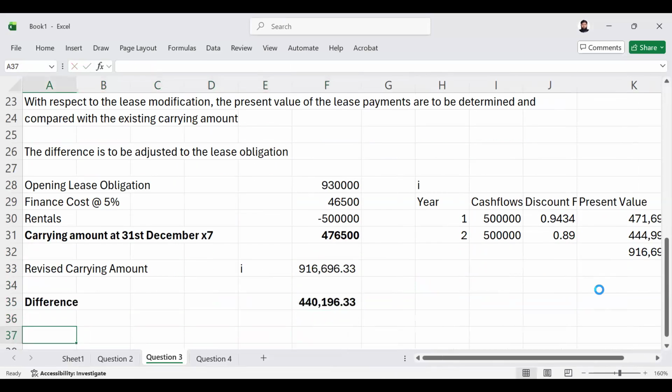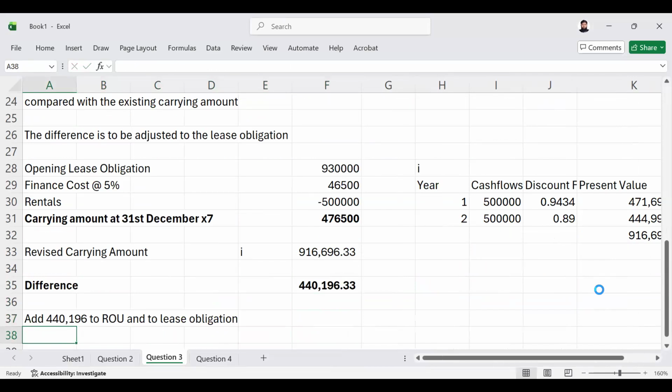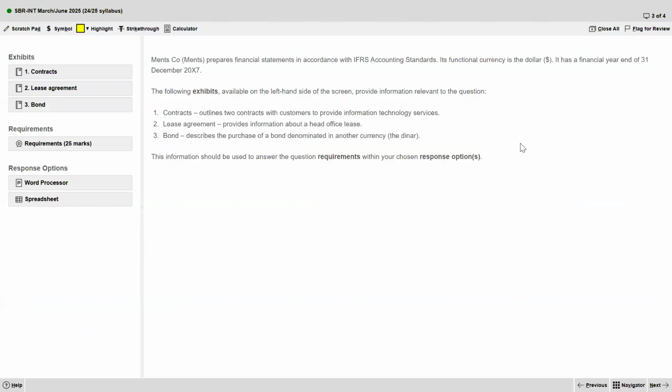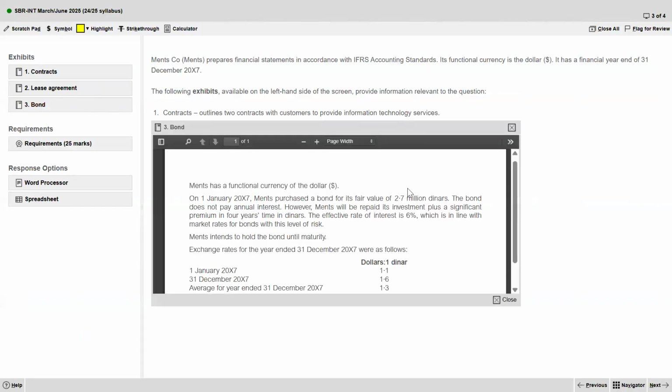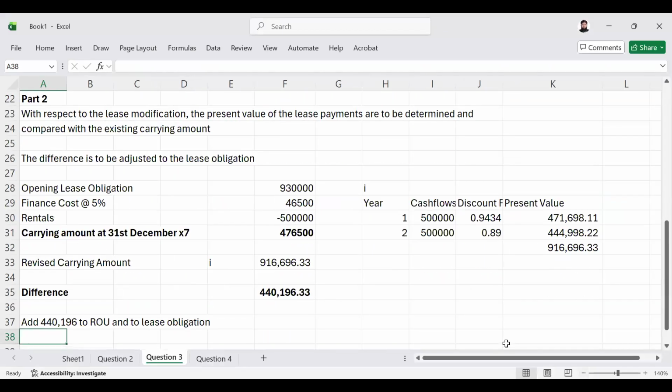so what do you have to do? You have to add 440,196 to right of use asset and to lease obligation. That's what you have to do. All good here? Yeah, all good here, please. Part 2, all good here?